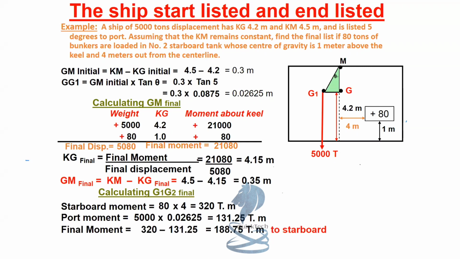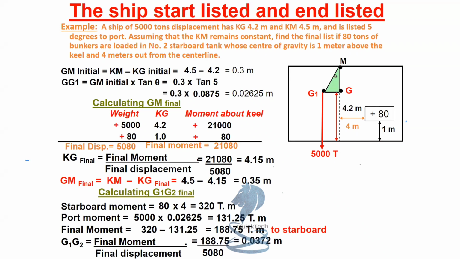Hence final moment is equal to 320 minus 131.25, is equal to 188.75 ton meters to starboard. As starboard moment is bigger, the list is to the starboard side. Now GG1 is equal to final moment divided by final displacement, is equal to 188.75 divided by 5080, is equal to 0.0372 meters. So the formula for the list, again tan theta is equal to GG1 divided by GM final.